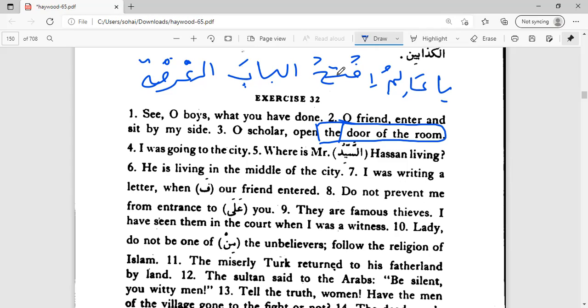So the L will be dropped from Bab because it will automatically become definite by the idafa construction. Bab al-ghurfa. We can't put alif lam on the mudaf, so it's bab al-ghurfati.